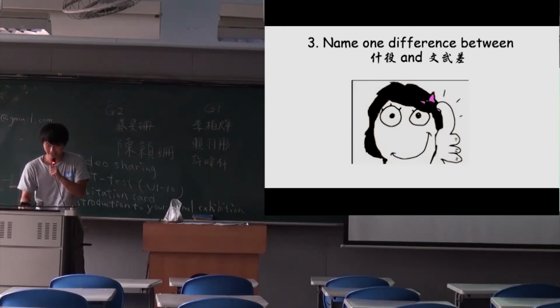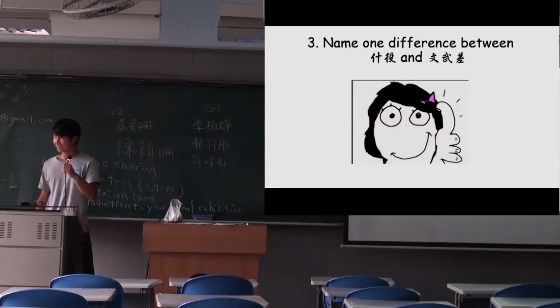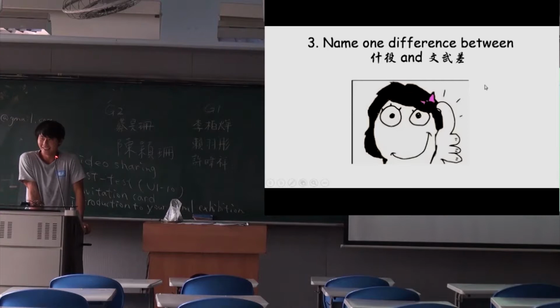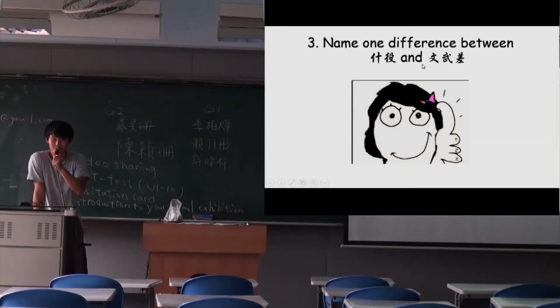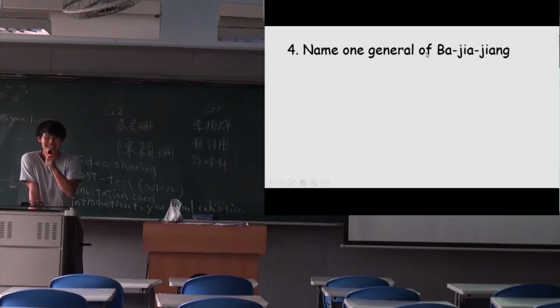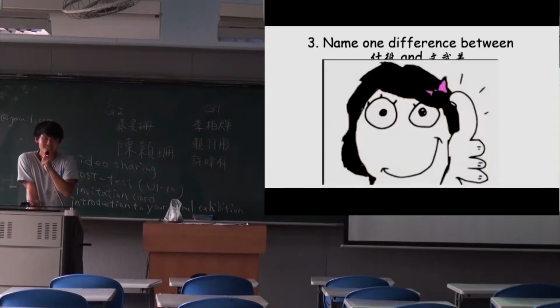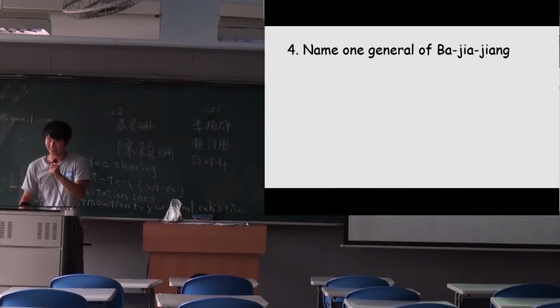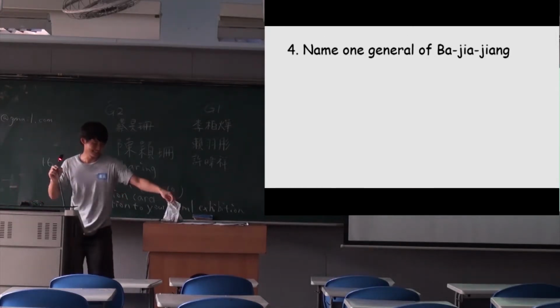Okay, next question. Name one difference between 实义 and 文武才。有人知道吗？Yeah, many differences, but you just name one, and you can get chocolate. Anyone want a chocolate? 好，举手就有，举手就有。都没人想吃巧克力哦。好，再跳。Question number 4. And I know the answer.